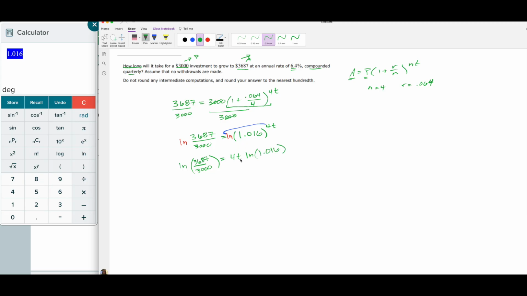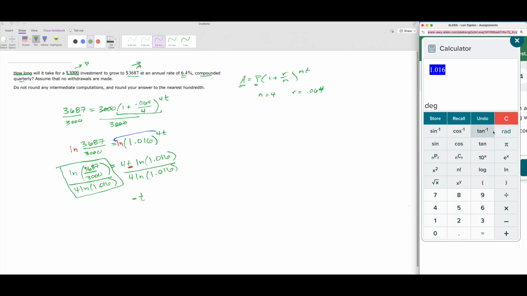Okay, so now remember the goal is to get t by itself. I want just t. So I'm going to divide both sides of the equation by everything but the t. So 4 natural log of 1.016. Whatever I do to one side, I have to also do to the other side. So t is equal to this big quotient.